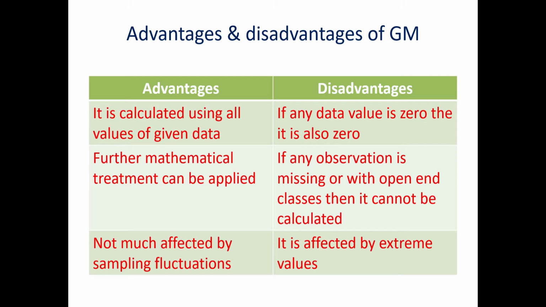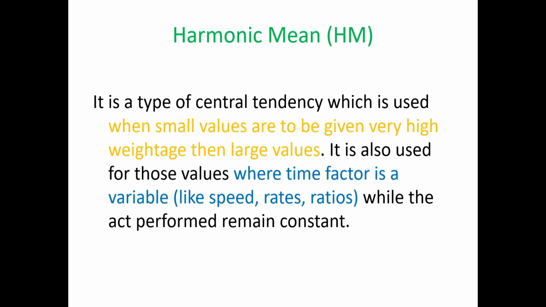Disadvantages: if any data value is 0, it makes everything 0. If any observation is missing or there is an open-end class, then we cannot calculate it. It is also affected by extreme values. Naturally the effects are there, so the rate of growth will jump up by a big portion. So this is the disadvantage of geometric mean.